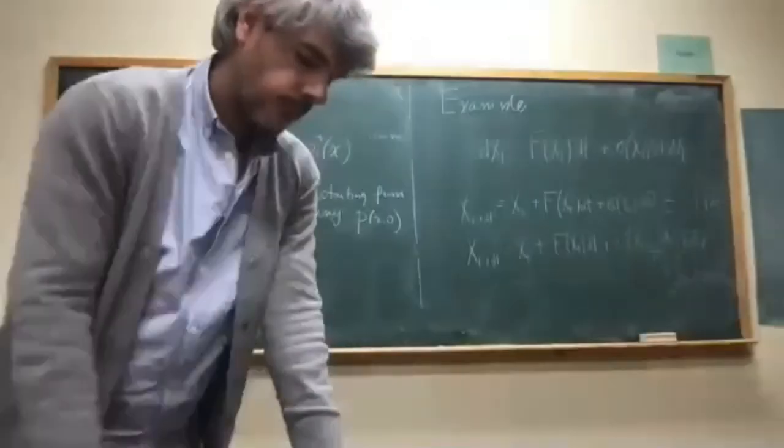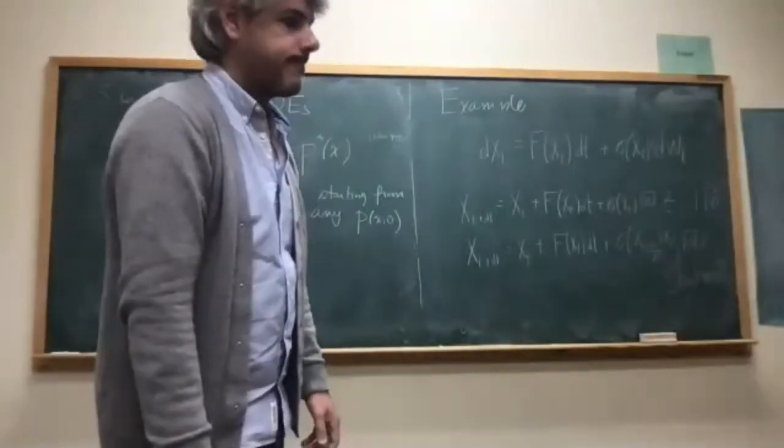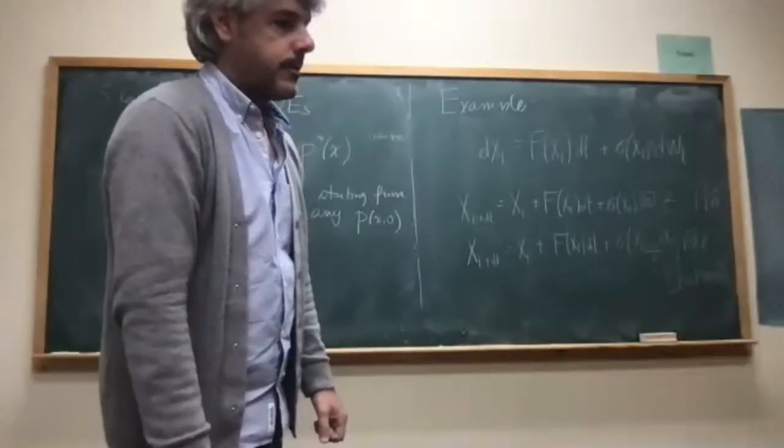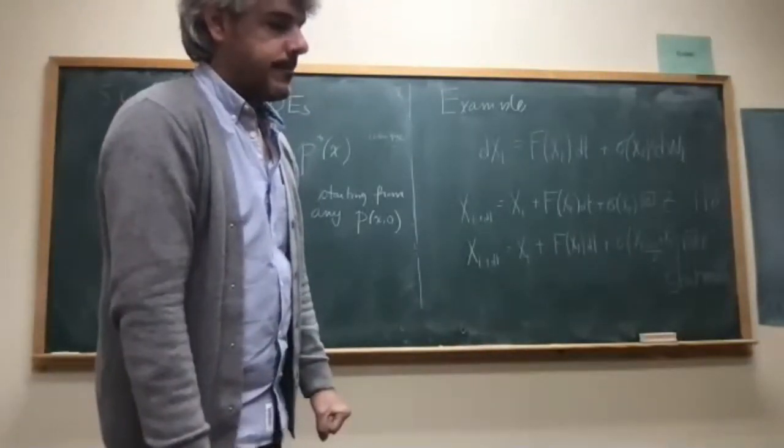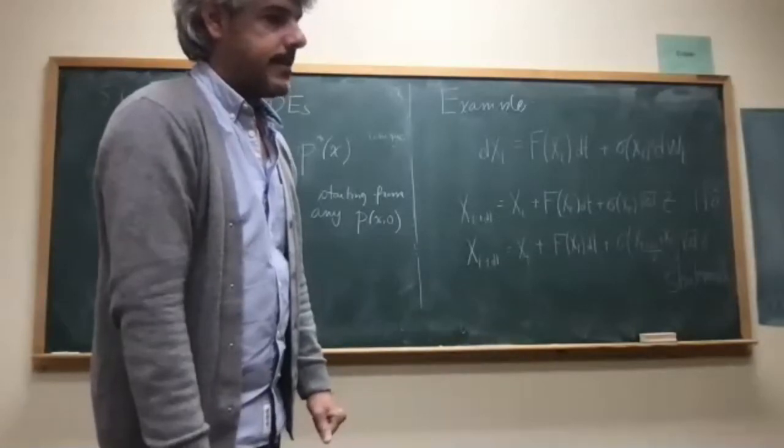Excuse me. Hello. Regarding the uniqueness of this P star of X, in Markov processes we have conditions like detailed balance, irreducibility, and aperiodicity, because there we were dealing with matrices, so it was easier to formulate those conditions. But do we have similar things here, because we are dealing with differential operators, not matrices?